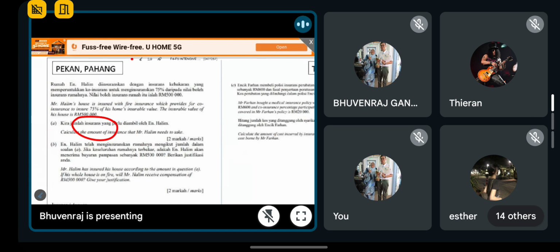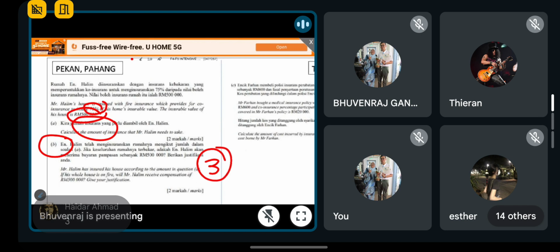Okay, guys, so what do you get for part A? Yes, very good. So you just take this value, nilai ni, darab dengan nilai ni. Then you can find the amount of required insurance, jumlah insurance yang diperlukan. Okay, so this one, what scenario, guys? Part B. Which case? 1, 2, or 3? Yes, very good. Case number 3, because whole house fire. This is the keyword.